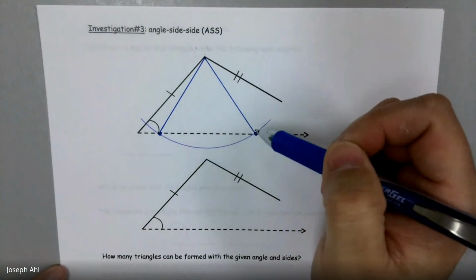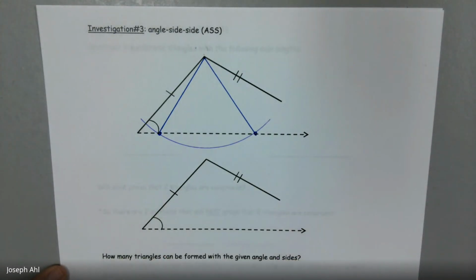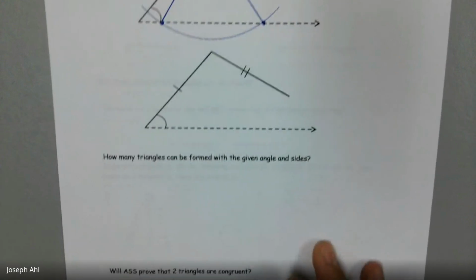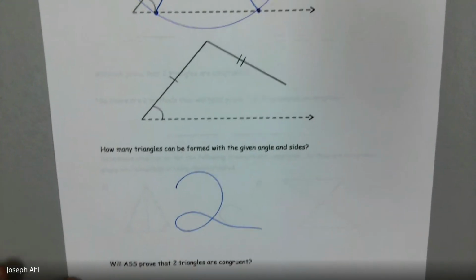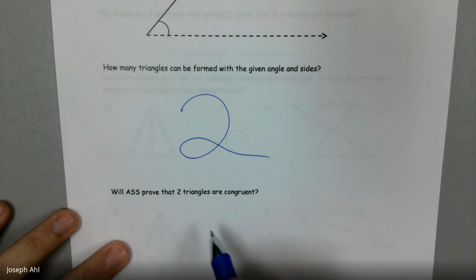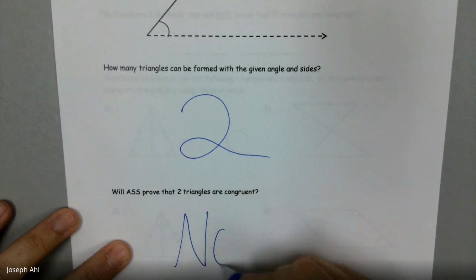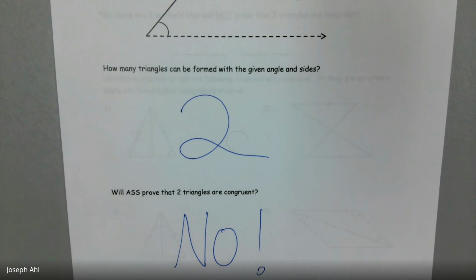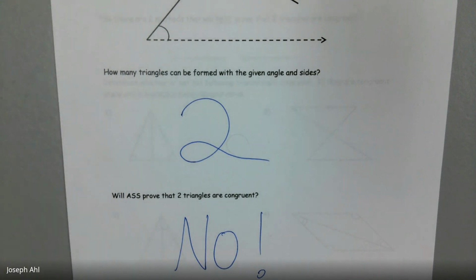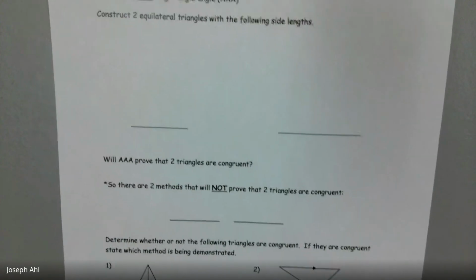Okay, angle, side, side. So because we can make two triangles, if you have angle, side, side marked in a picture, we can make two triangles, and therefore, will angle, side, side prove that two triangles are congruent? The answer is a big old no. It is not enough information. And we're going to talk about one final technique then. Angle, side, side definitely doesn't work. Last technique then is angle, angle, angle.